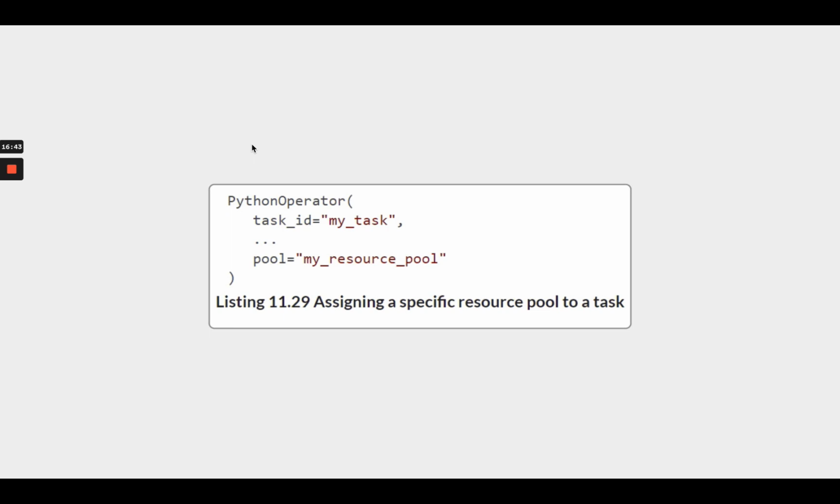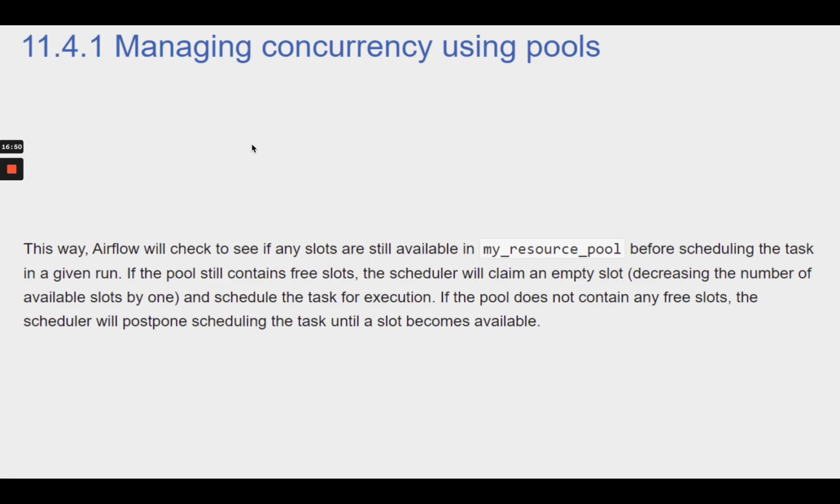To make your tasks use the new resource pool, you need to assign the resource pool when creating the task. This way, Airflow will check to see if any slots are still available in my_resource_pool before scheduling the task in a given run. If the pool still contains free slots, the scheduler will claim an empty slot, decreasing the number of available slots by 1, and schedule the task for execution. If the pool does not contain any free slots, the scheduler will postpone scheduling the task until a slot becomes available.